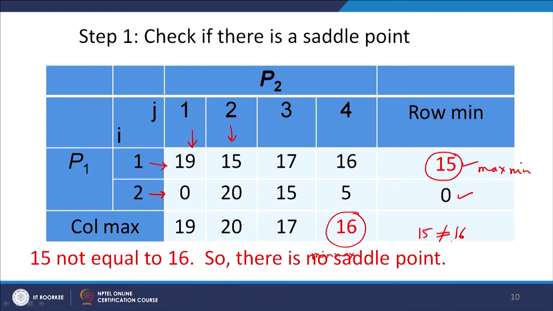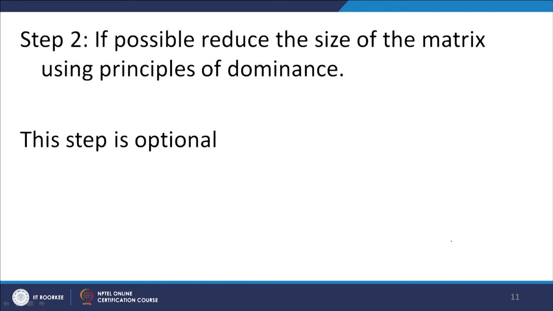So there is no saddle point and we can use the mixed strategies. Now the second step in this method is to see if it is possible to reduce the size of the payoff matrix using the principle of dominance, which we studied in the previous lecture. Usually it is easier to apply the principle of dominance to reduce the matrix so that the calculations are reduced, but in general this step is optional.